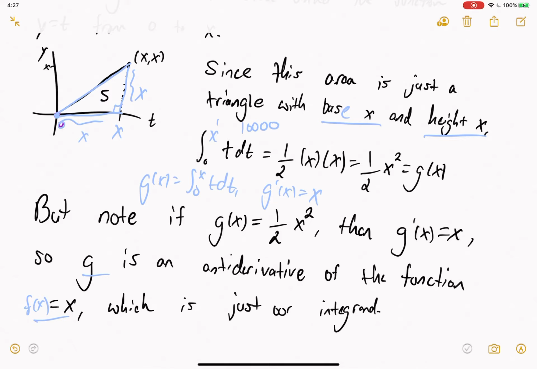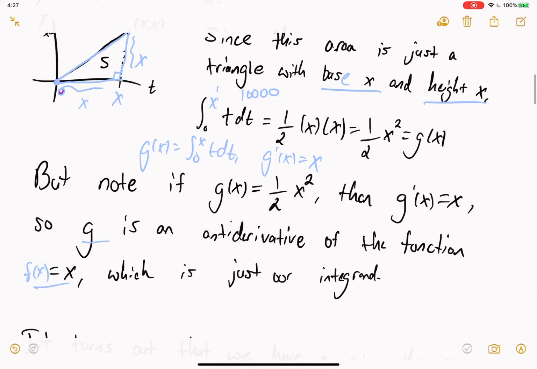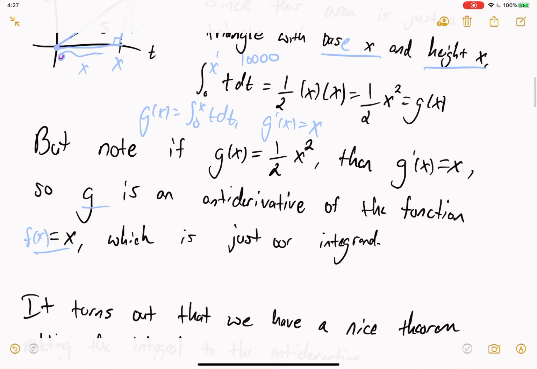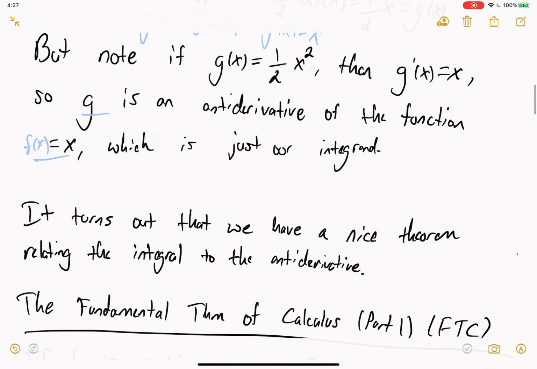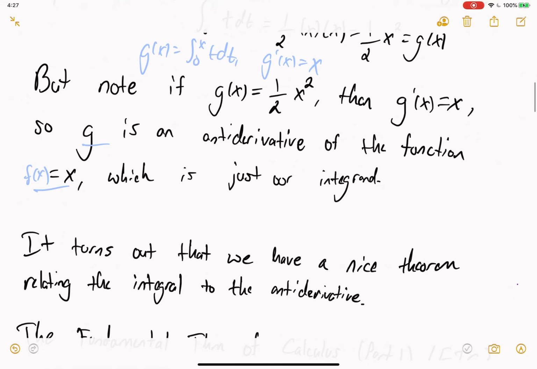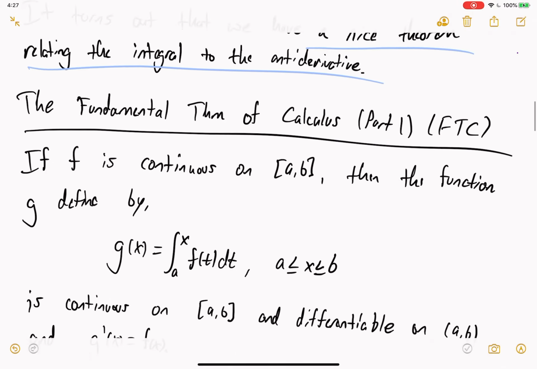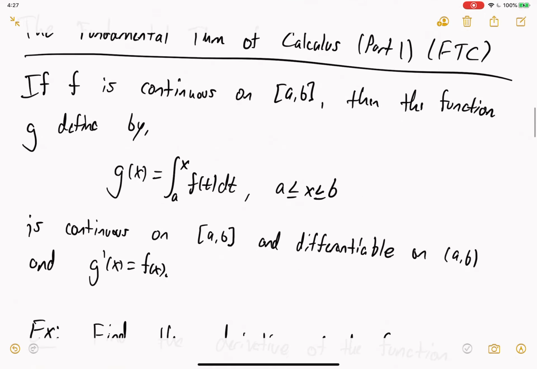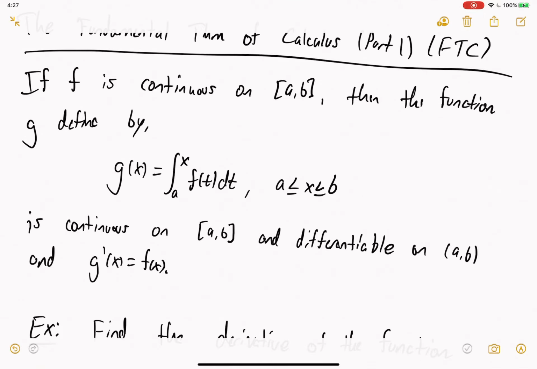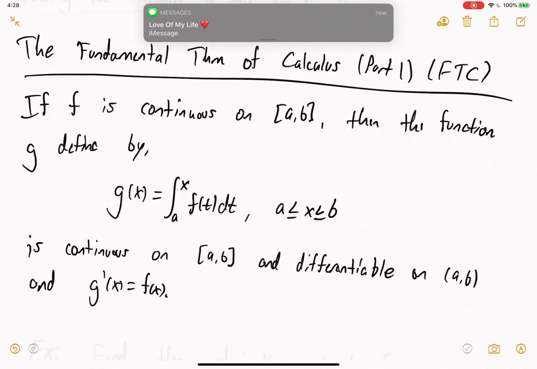In this case, it works for all those triangles because we can define the areas without having to do rectangles. But how do we know this is true for higher things, for more curvy things like x squared or cosine of x? It turns out that we have a nice theorem relating the integral to the antiderivative. This is the fundamental theorem of calculus part 1, or FTC as I'll refer to it, because it's a mouthful to say the fundamental theorem of calculus.